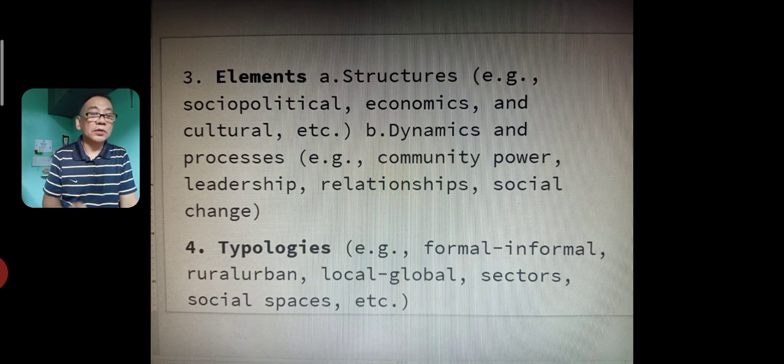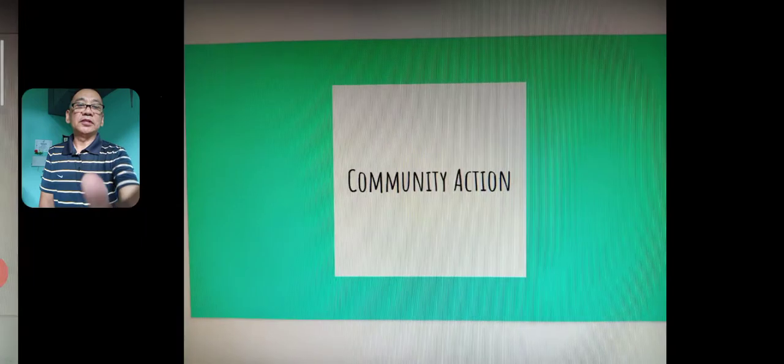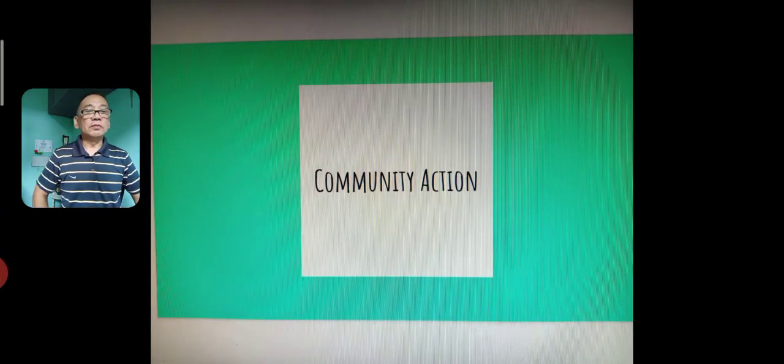Rural o urban, city and the province. Local, global. Okay? Sectoral, social, spaces, etc. Different types. Now let's go to the community action. Now pag-aralan na natin yung all about community, then let's go to the action.